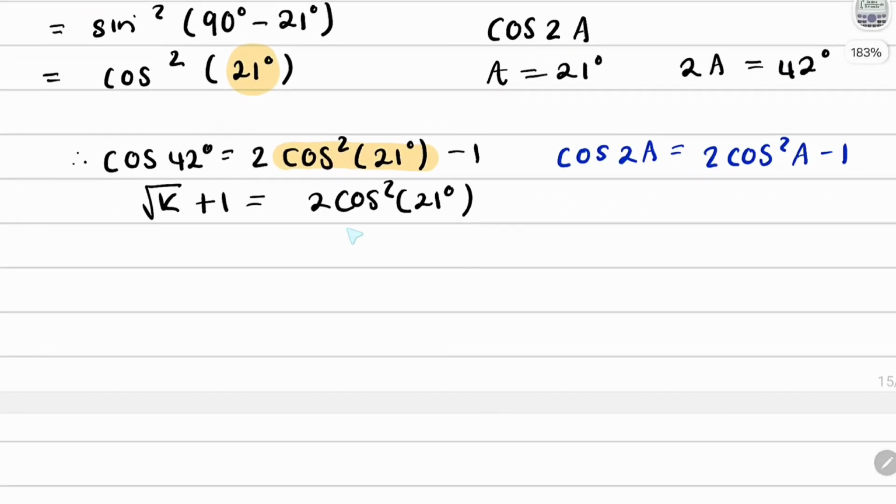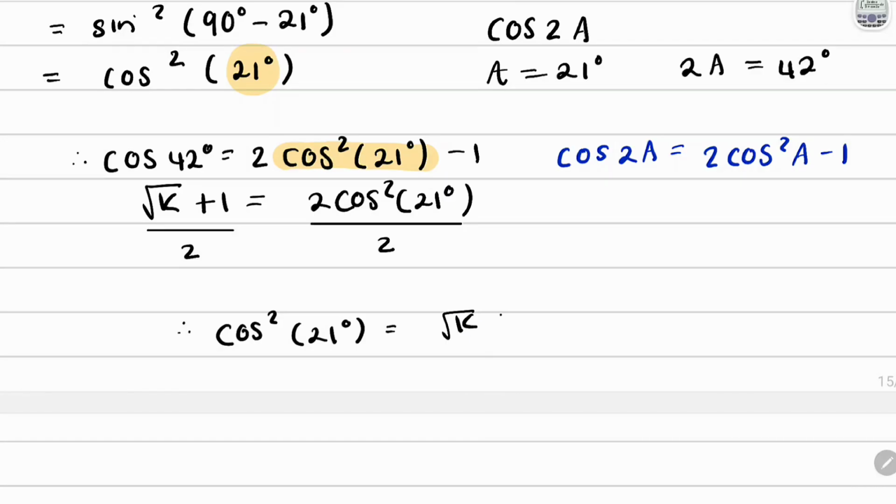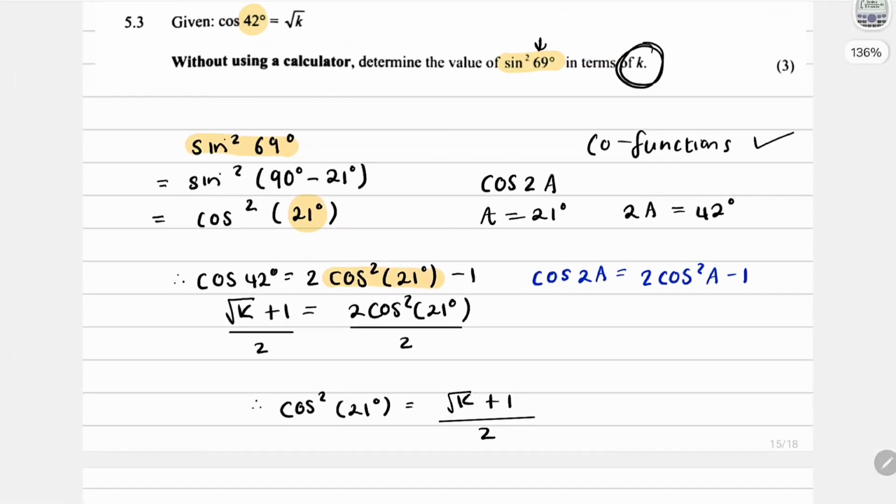So we're going to have to get rid of the 2 by dividing both sides by 2. And so this means that cos squared of 21 degrees is finally equal to the square root of k plus 1, all over 2. And that is our answer. That is for 3 marks. And we move on to the next question.